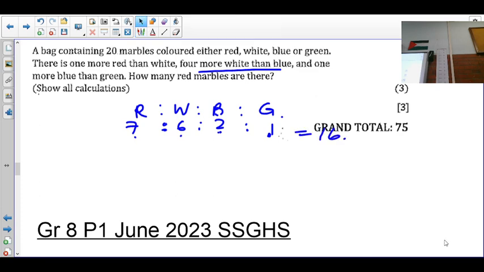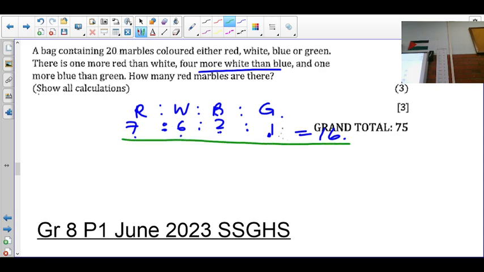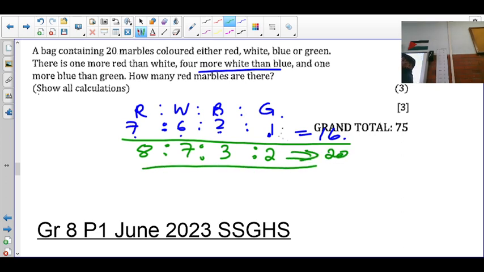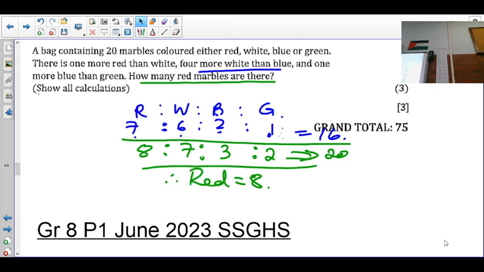So that means green didn't actually start off with 1. Green started off with 2. So if green is 2, then blue would have been 3. Then white is 4 more than that, which is 7. And red is 8. And we add this together, I get an answer of 20, which now is correct, no? And the question says, how many red marbles are there? So therefore we've got 8 red marbles.